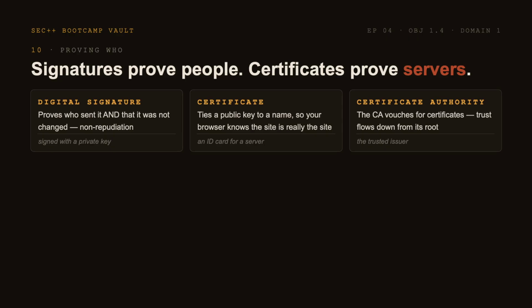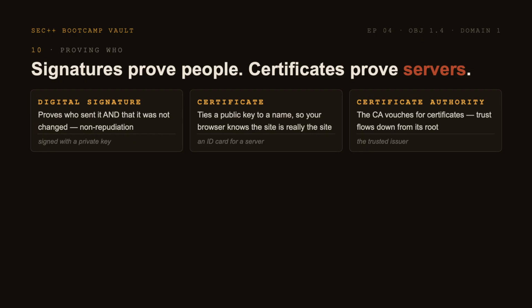A certificate is an ID card for a server. It ties a public key to a name, so your browser knows the site really is your bank. And a certificate authority, the CA, is the trusted company that issues and vouches for certificates. Trust flows down from the CA's root certificate to every certificate it signs.